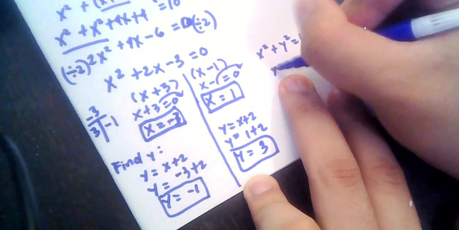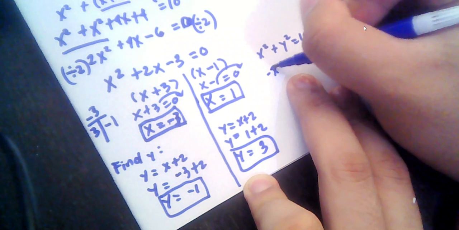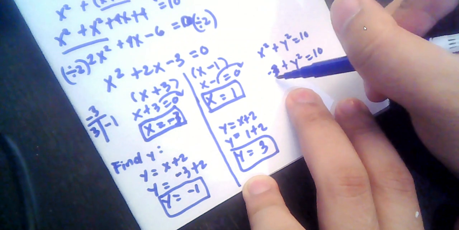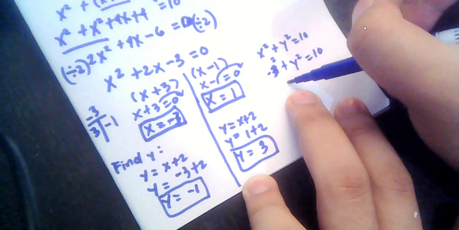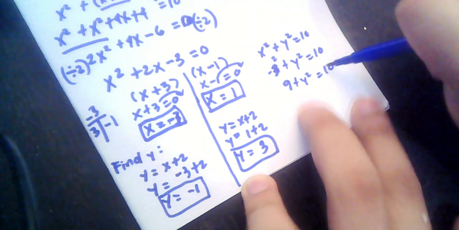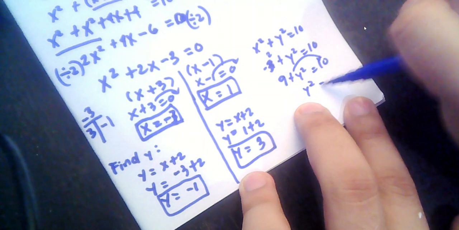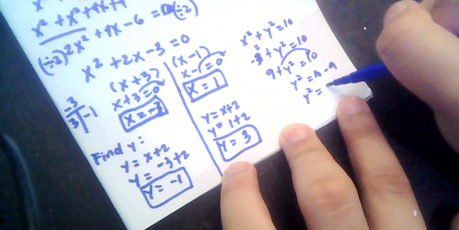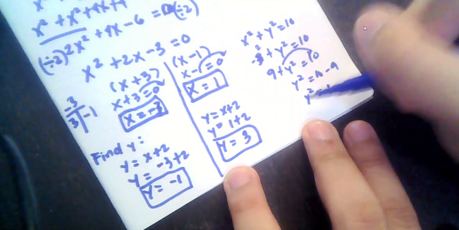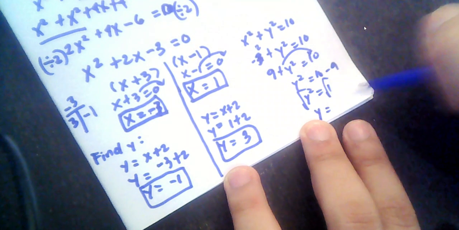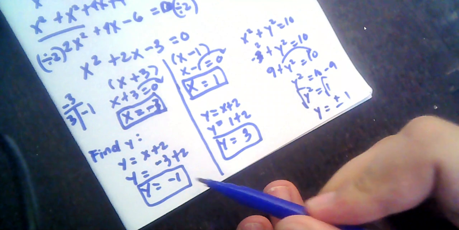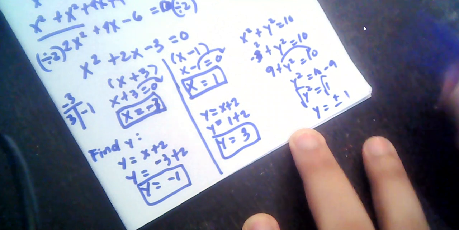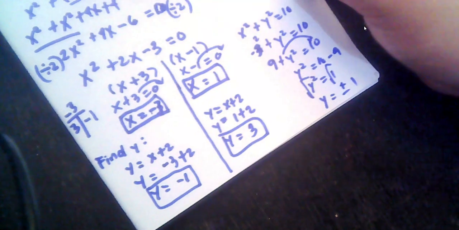So let us have x is negative 3, negative 3 squared plus y squared is equal to 10. Negative 3 squared is 9, plus y squared is equal to 10. Transpose 9, that is now y squared is equal to 10 minus 9. So y squared is equal to 1. And y could be positive or negative 1. Still the same, negative 1. And the positive here could not be correct if you're going to check it later on.